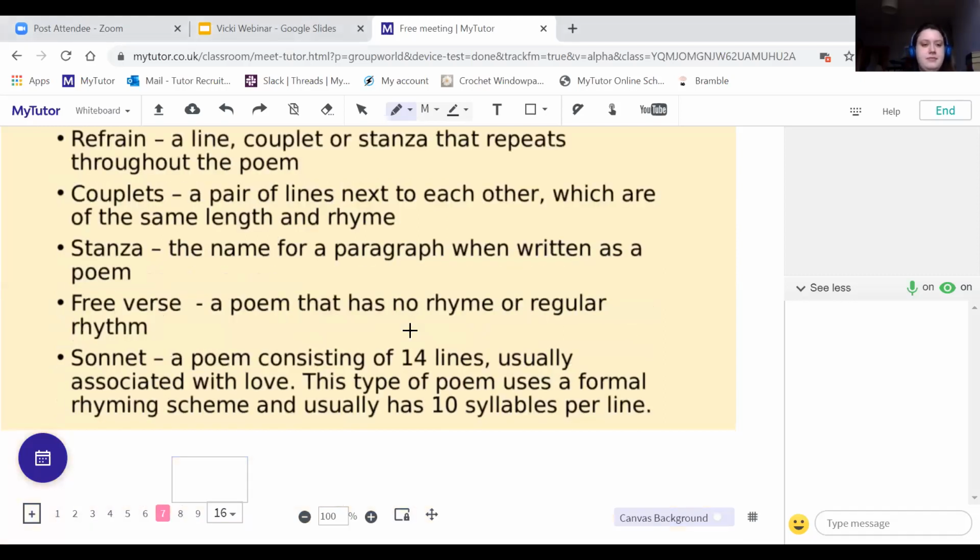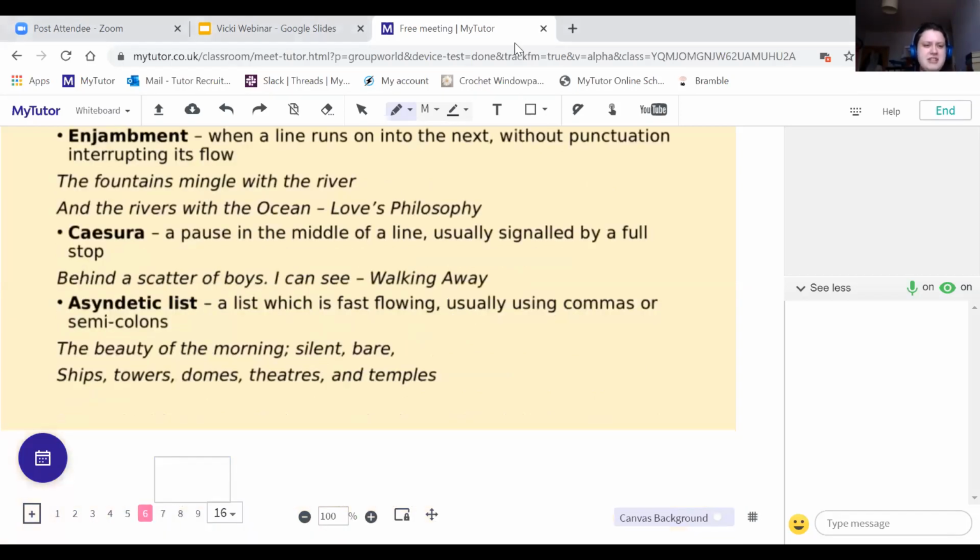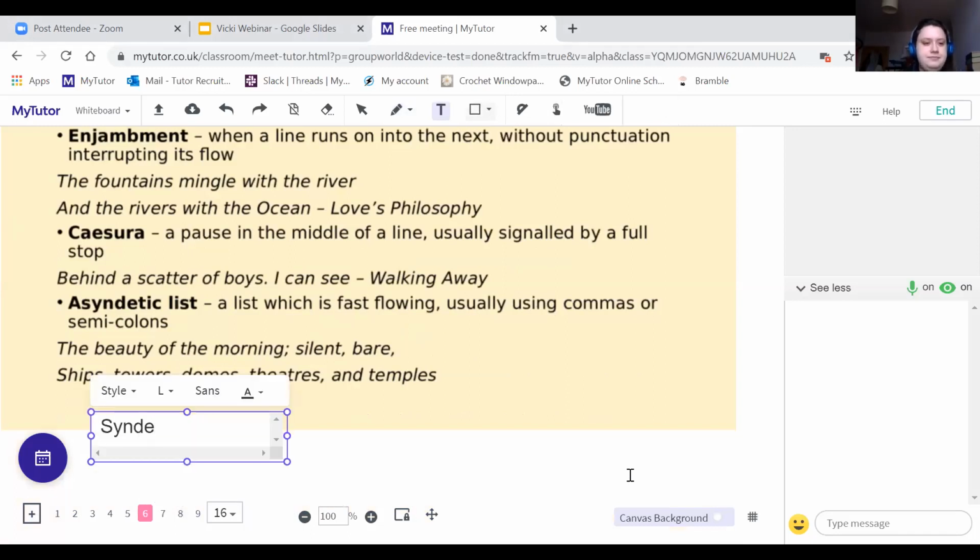Right, text level structures. Let me write the difference down for you, absolutely. So this is your asyndetic list, your syndetic list. Have I spelled that right? I have spelled that right.